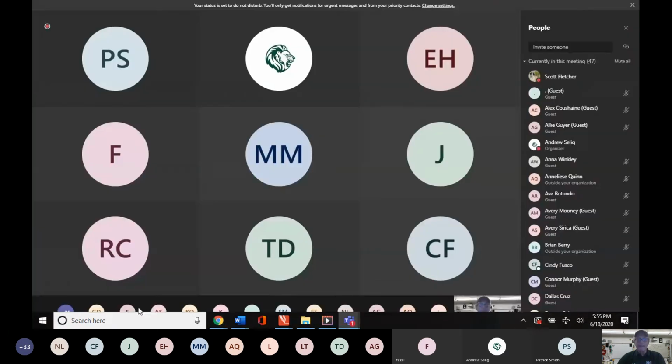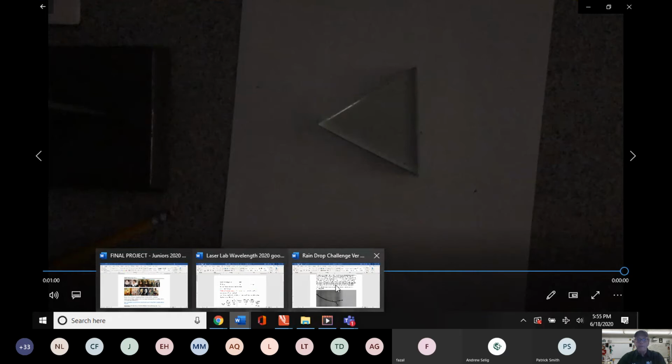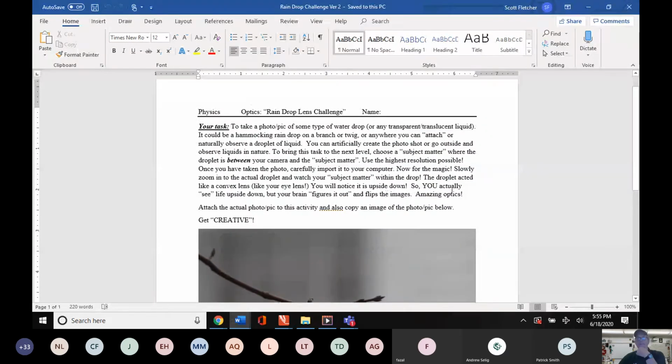So let's see what else. I'm going to see if I can just get out of here and get this one more thing. I had a couple things I wanted to show you here with light. When we first started this virtual schooling, I had my students get out of the house and go out and do something. I called it my raindrop lens challenge.